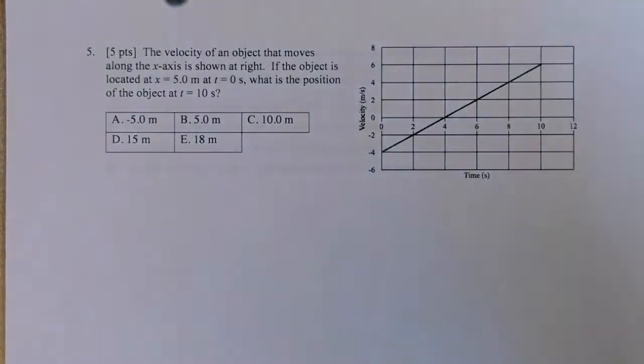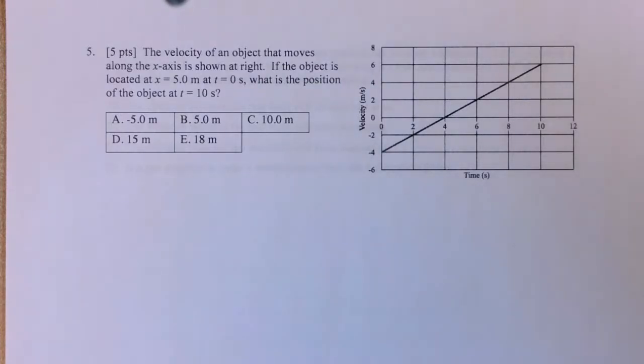Okay, so in this fifth question of the exam, it's another kinematics graph review question, and in this case we're looking at the velocity time curve and looking at the concept that the displacement of an object is equal to the area underneath a velocity time curve.